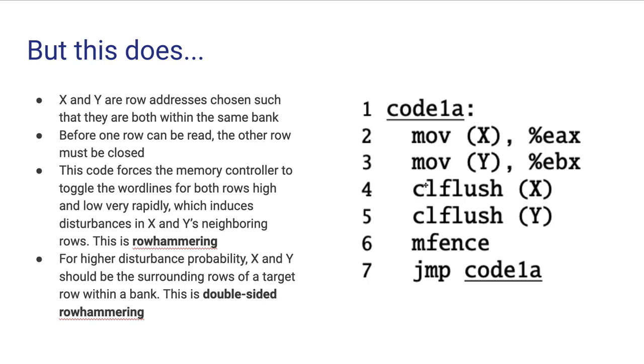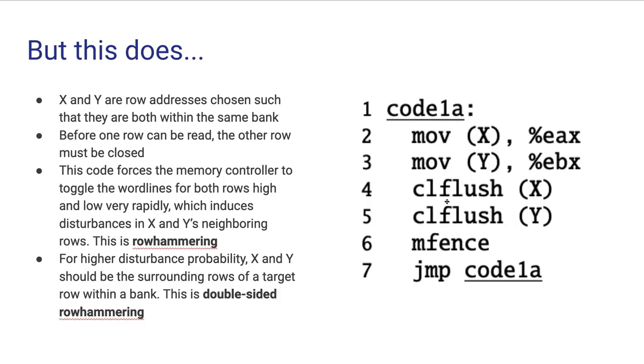This is what's called row hammering. Because you're opening the row over and over again, you're hammering it with the intention of trying to induce a bit flip somewhere. For a higher chance of causing a bit flip in your target, what you want to do is choose X and Y such that they are neighbors either above and below your target row. This is called double-sided row hammering, which aids in producing more bit flips, as we'll see in how Google uses this to produce an exploit.